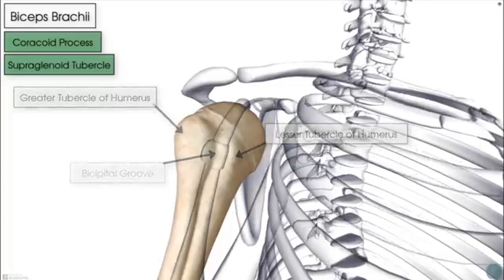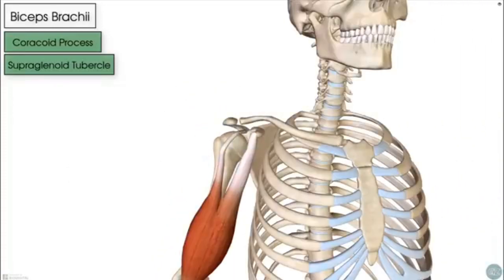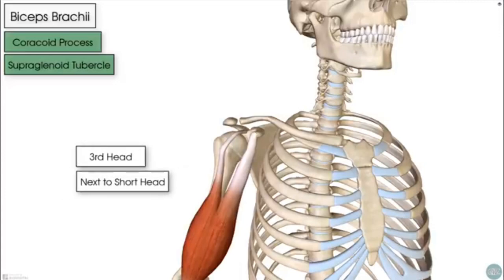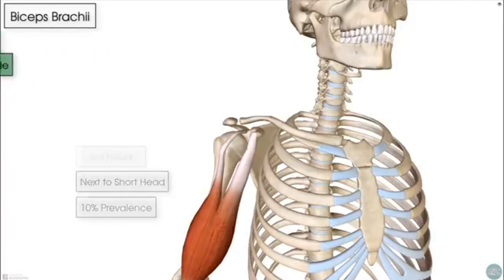And just as a quick aside, the biceps brachii, as we've said, has these two heads, but it's one of the most variable muscles, and the most common variant is that of a third head, which is typically found next to the short head of biceps, and that is found in about 10% of us. And actually there are even rarer cases of 4, 5 or more heads of the biceps being noted in people.